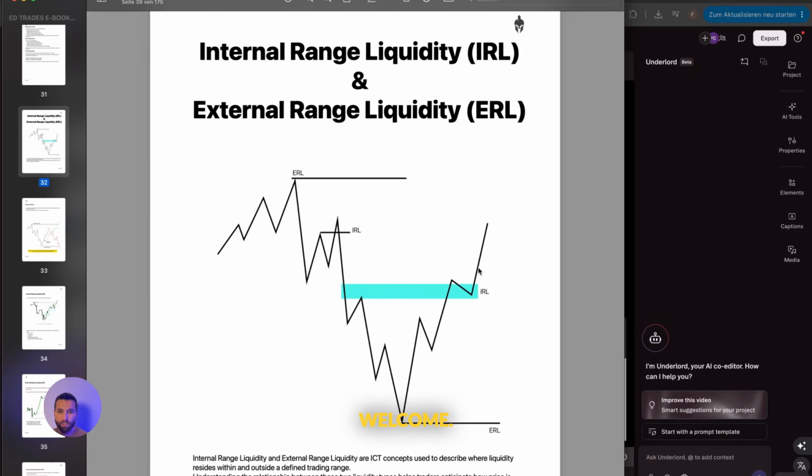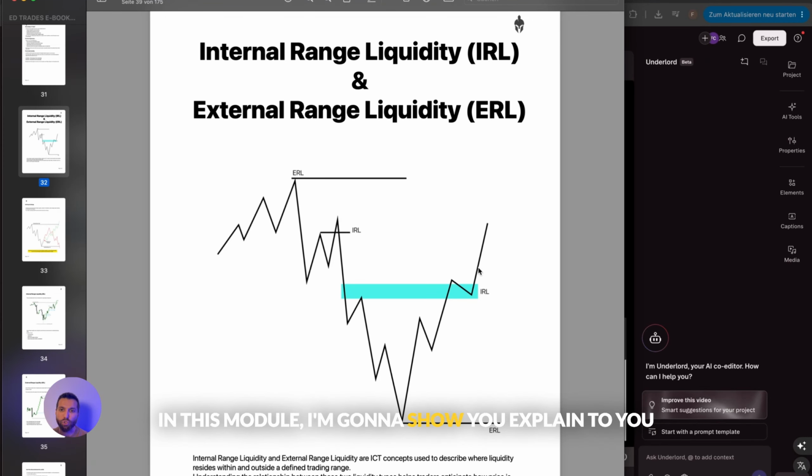Alright guys, welcome. In this module, I'm going to explain to you what internal and external range liquidity is. Alright, and I'm going to show you apply it live on the chart. So this is going to be a very important lesson, and I believe that you're going to learn a lot of stuff. It's going to basically be a very nice overview or summary.